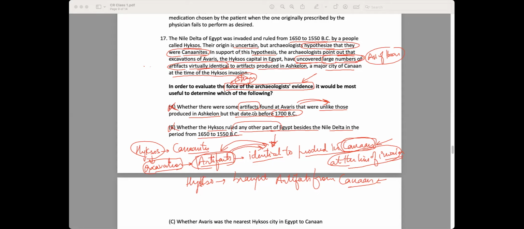So it doesn't change anything about the evidence getting used. The evidence that we are using, artifacts, it doesn't change any strength or weakness of that evidence. Understood everyone? Option B is out.